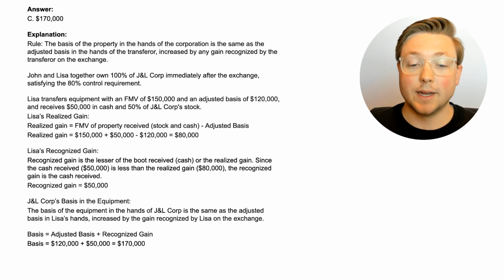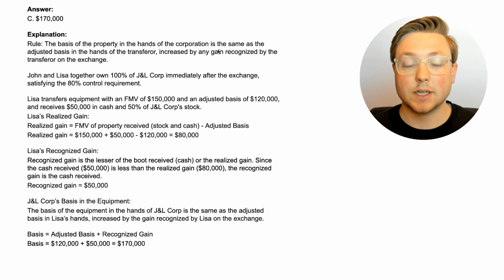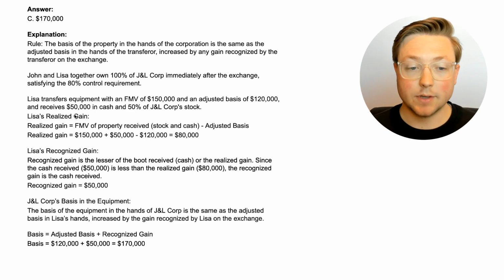Okay, here is the answer, and there's a lot of text here, but it's actually pretty straightforward. So let's walk through it. The answer is $170,000. That's the basis that the corporation is going to have in that equipment. And the basic rule that all of this explains is that the basis of the property in the hands of the corporation is the same as the adjusted basis in the hands of the transferor, increased by any gain recognized by the transferor on the exchange. So in other words, the corporation's basis is the adjusted basis that the transferor had plus any recognized gain that the transferor recognized. So with all that said, let's dive into this a little bit.